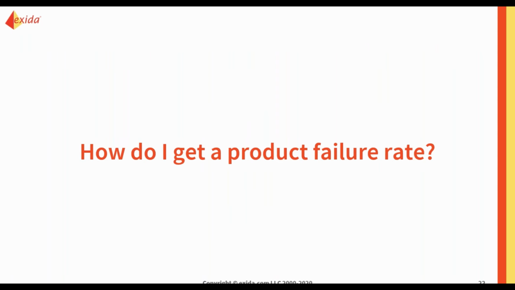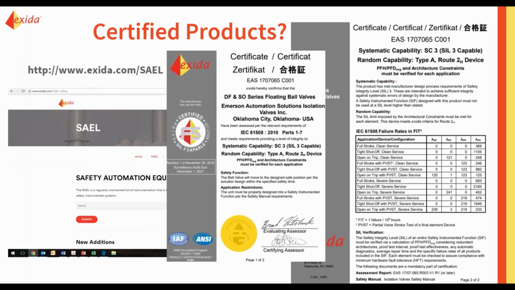Once you get the failure rates, they will be, as I said, listed in the product failure FMEDA report and on the back of the certificates. So how do you get a product failure rate? Well, you can ask for their certificate, or if you need to look up certificates, I always tell my customers to go to the SAEL. It's a great tool. You can say, I need ball valves that are certified for SIL 2 or SIL 3 application, and see a big long list of them. And you can pull up their individual certs from there.